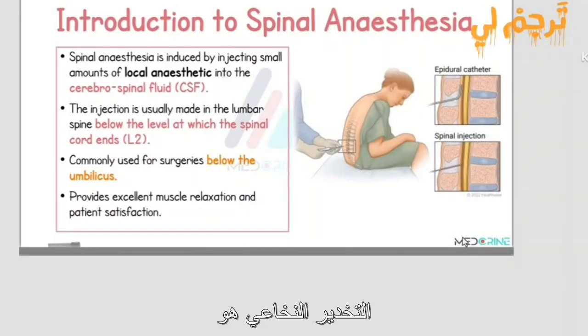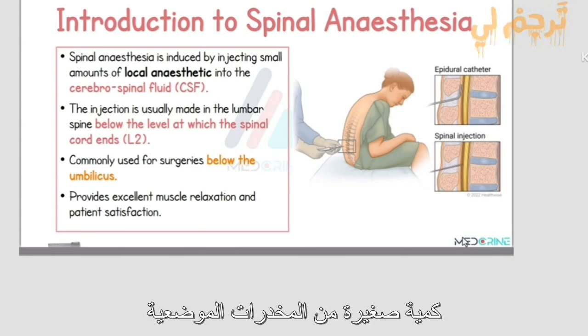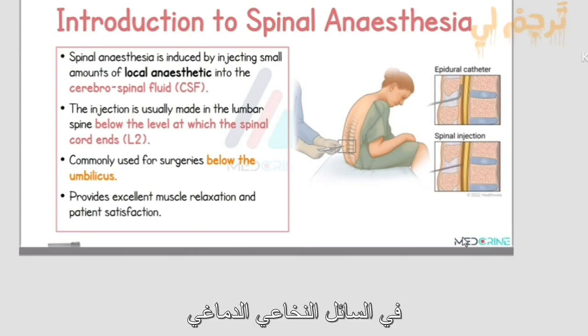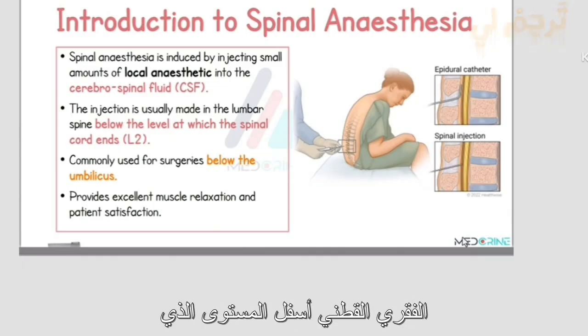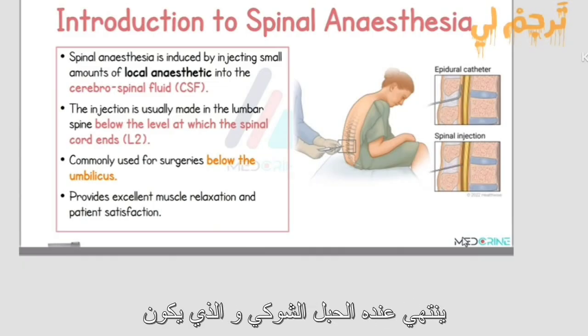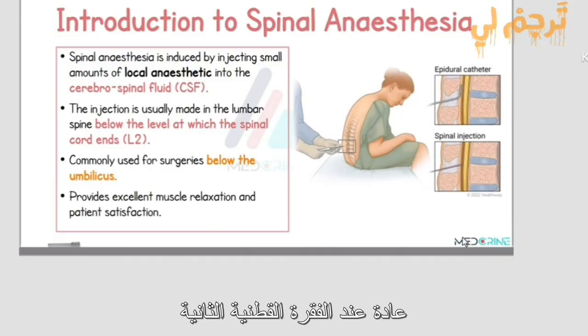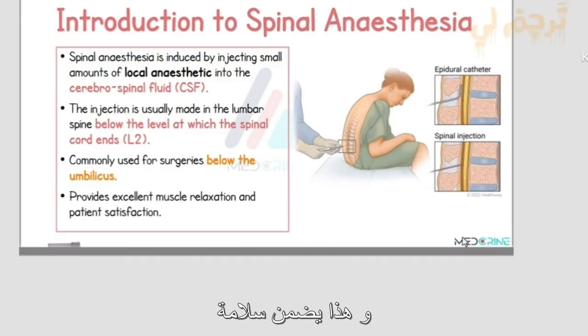Spinal anesthesia is a regional technique of administering anesthesia that involves injecting a small amount of local anesthetic drugs into the cerebrospinal fluid. The injection is usually made in the lumbar spine below the level at which the spinal cord ends, that is usually at the second lumbar vertebra. This ensures safety and effectiveness of the anesthesia.